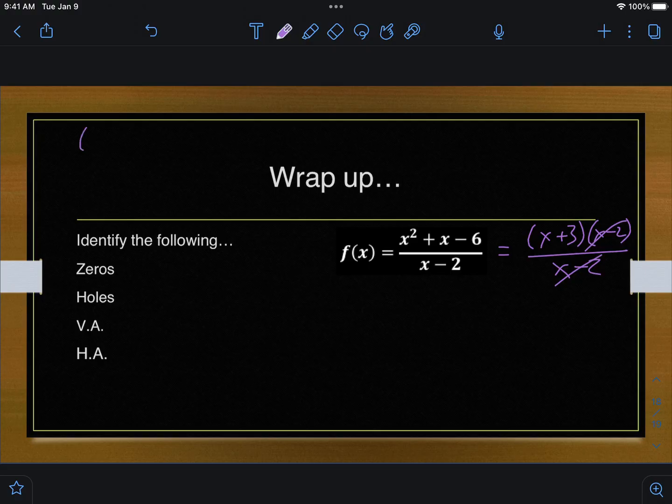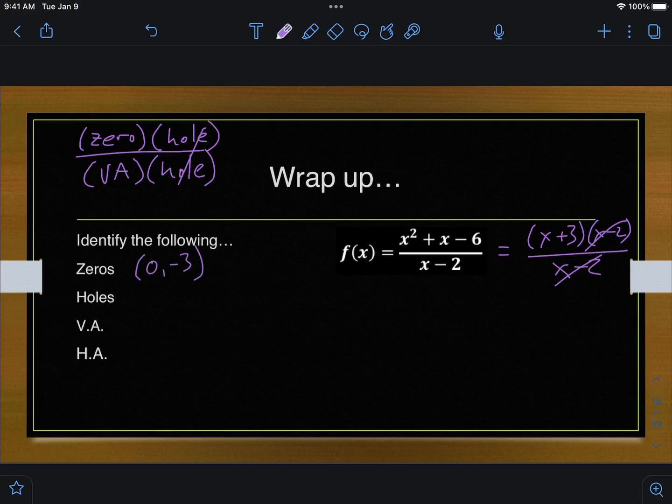Now, one thing that is handy for this is if you make yourself a little cheat sheet that looks like this. These are the things that we're looking for, and where they all come from. If it is a factor from the top that doesn't cancel, that's going to give us a 0. If it's a factor from the bottom that doesn't cancel, it's going to give us a vertical asymptote. And if it's a factor that cancels, it's going to give us a hole in the graph. So the 0 is at (0, negative 3)... the zero is at x equals negative 3, and that comes from that x plus 3 on top. There is a hole in the graph, and the x-coordinate is a positive 2.